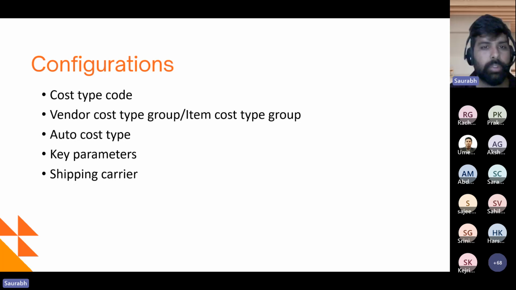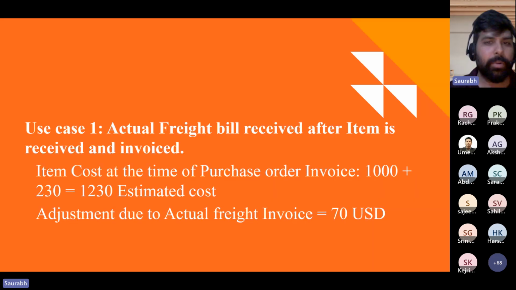So the actual freight bill, let's say $230, is the estimated cost, but when you receive the actual bills for that, that supplier also we need to mark as a shipping carrier. Okay, so that is what we are going to discuss, and I'm going to show you. So now let me quickly stop my screen sharing and then share the Dynamics screen just to show these configurations and perform that use case.